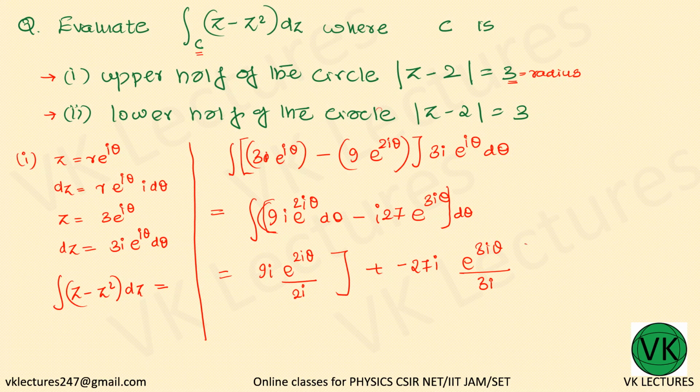Again, now what is the limit? Upper half of the circle. Upper half of the circle means you can take from 0 to pi, which means it is in anti-clockwise. If it is not given in the question, you should always go with anti-clockwise, because your z value starts from in this direction.